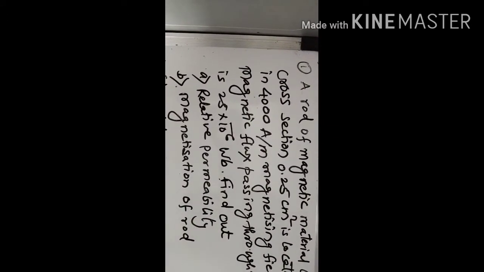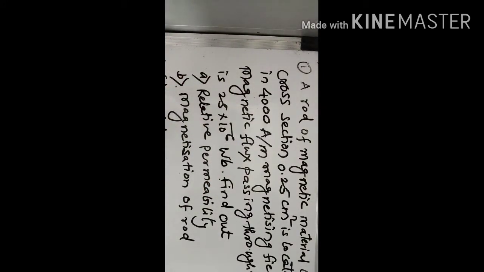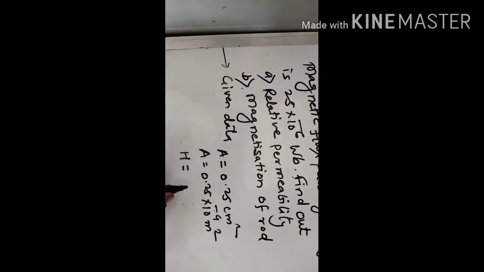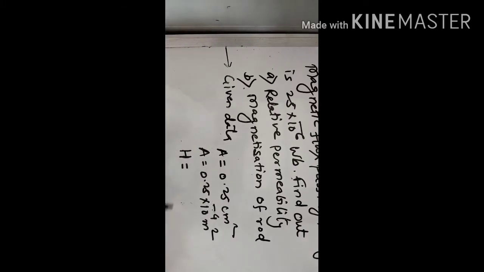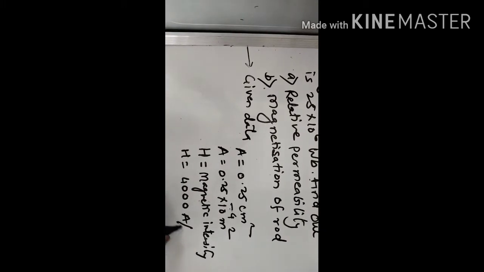Again, it is located in a 4000 ampere per meter. So what is ampere per meter? That is the magnetic strength. H, capital H, is magnetic strength. Magnetic field strength is called magnetic intensity. What is H? Magnetic intensity. So this magnetic intensity they have given, how much? H is given as 4000 ampere per meter.